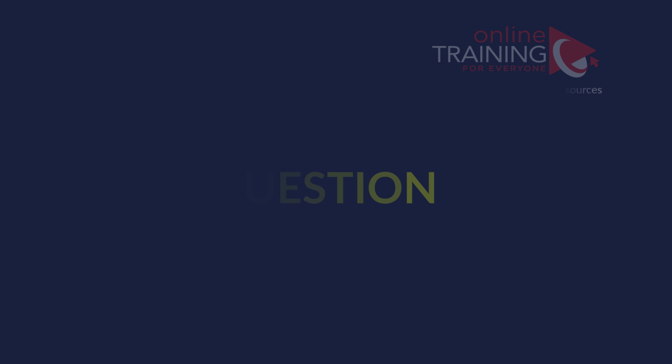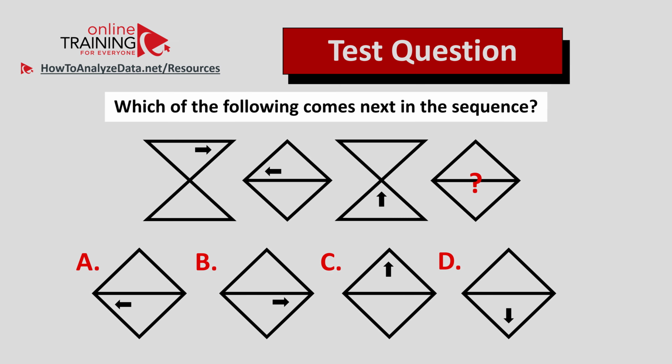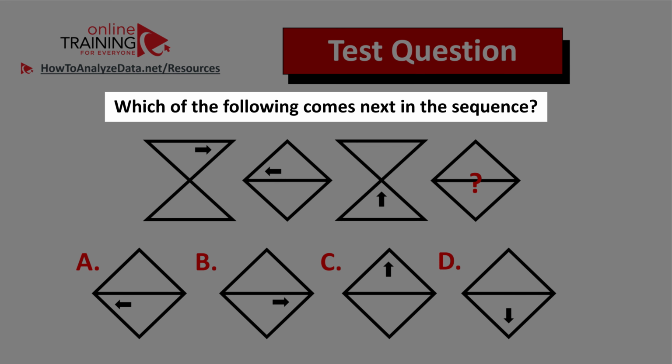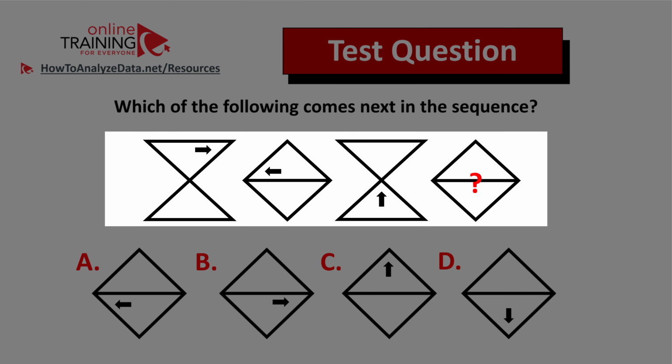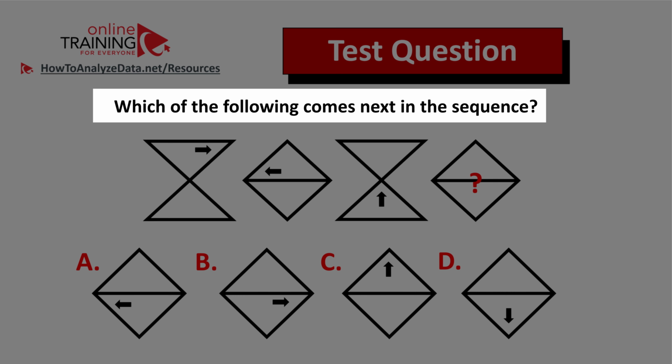Here is a very tricky question which is very unusual from the others. But once you know the pattern, it is very easy to solve it. Here is the question. Which of the following comes next in the sequence? You're presented with a sequence of 4 items, and you need to determine the arrow's location for the item number 4. You have 4 different choices: A, B, C, and D.